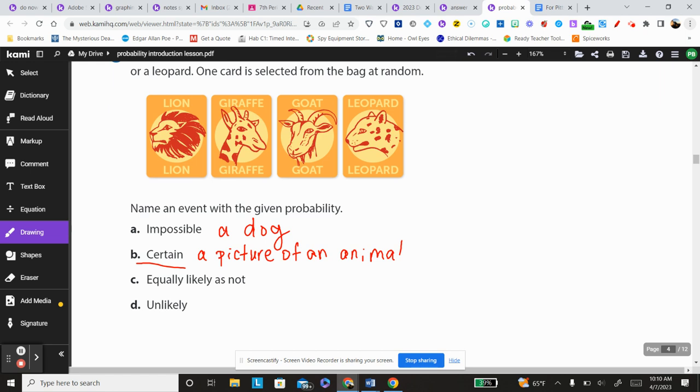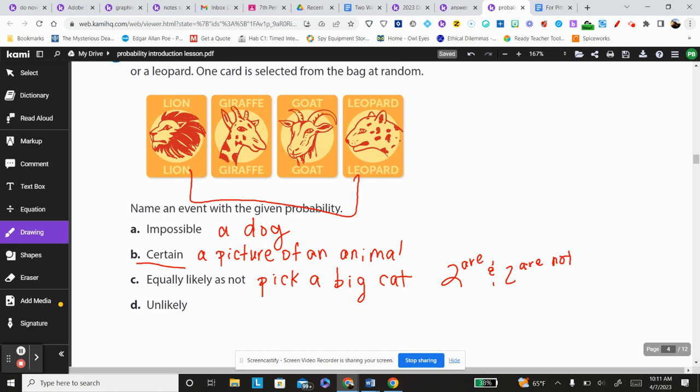Y'all know what leopards and lions are? They're considered big cats, okay? So it's equally likely as not that I'm going to pick a big cat. How many big cats are there? How many are not big cats? Two are, and two are not. So they are equally likely.